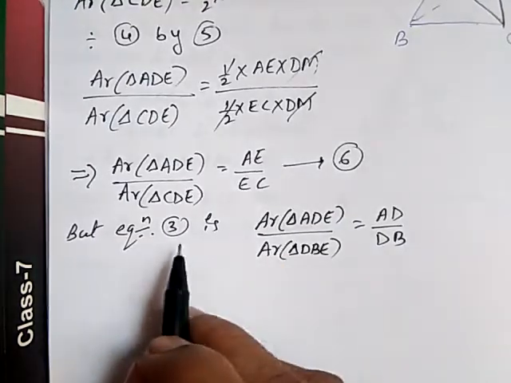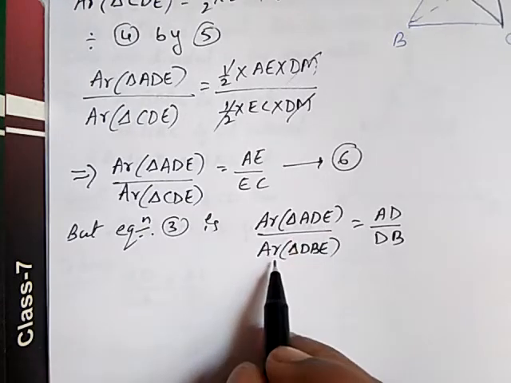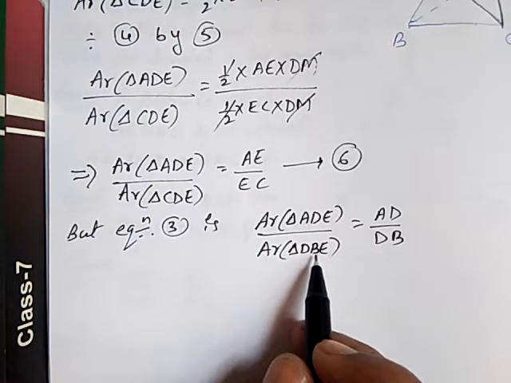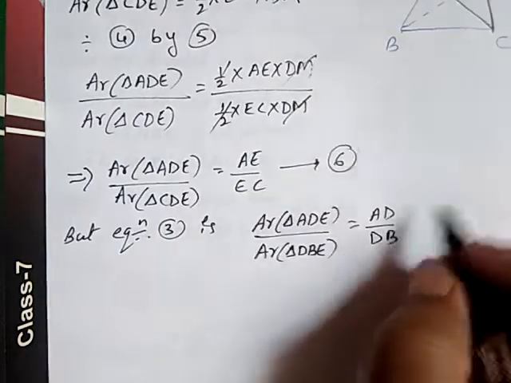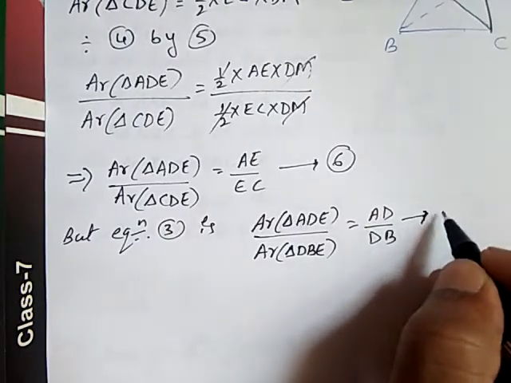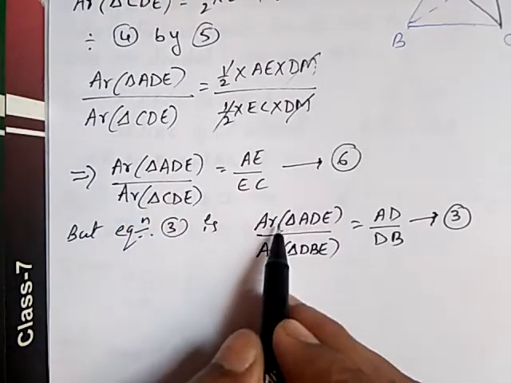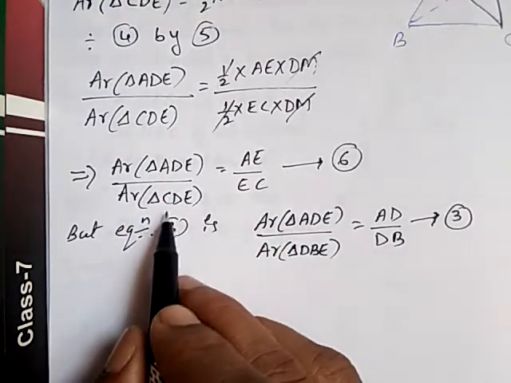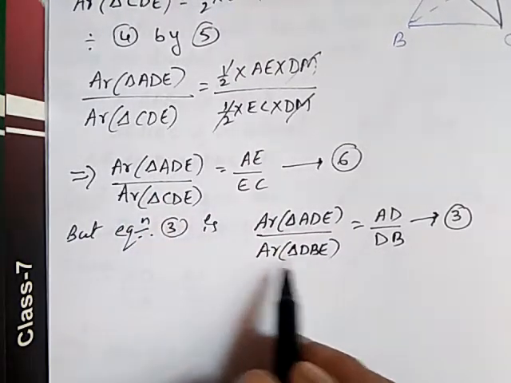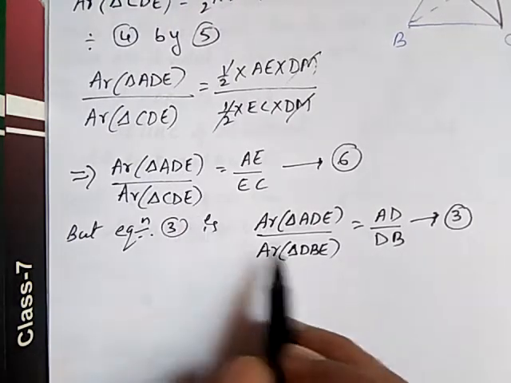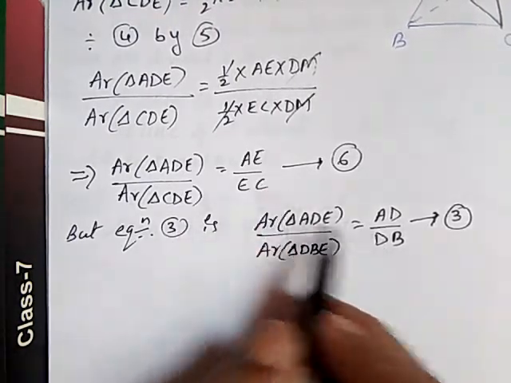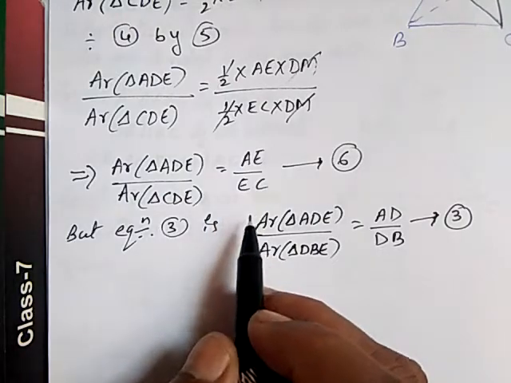But we know that equation 3 is area of triangle ADE divided by area of triangle DBE is equal to AD by DB. This is equation number 3, correct? Which we did on the previous page. See here, area of triangle ADE and area of triangle ADE are both the same, but CDE and DBE are different. But if you make these two equal, then these two will be equal. Then AD by DB is equal to AE by EC, you can write.